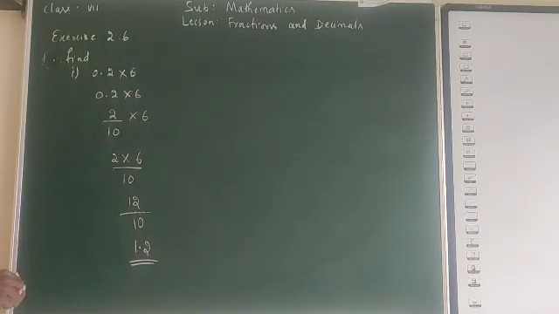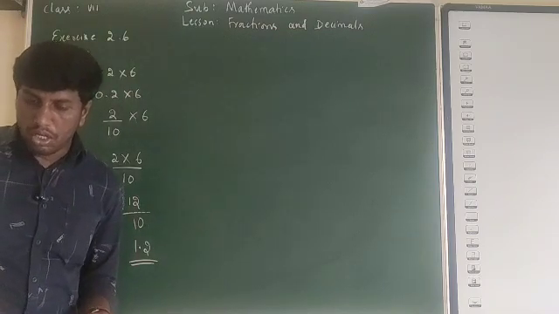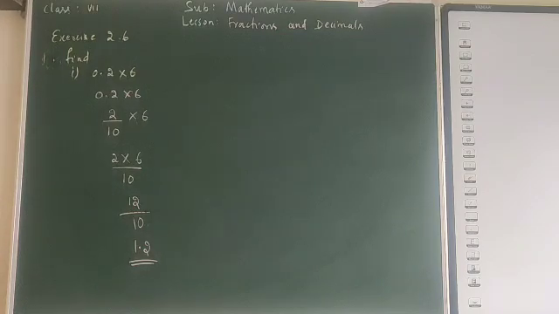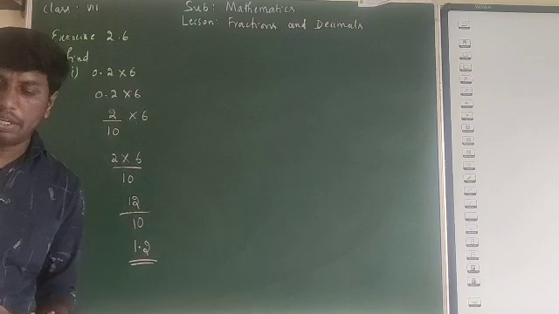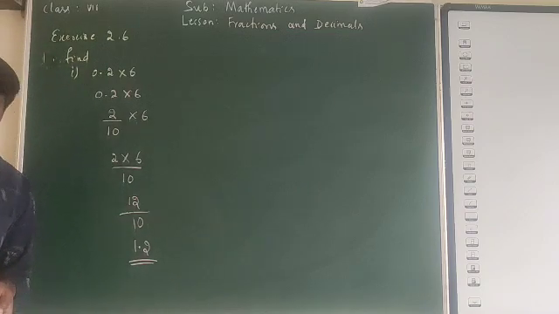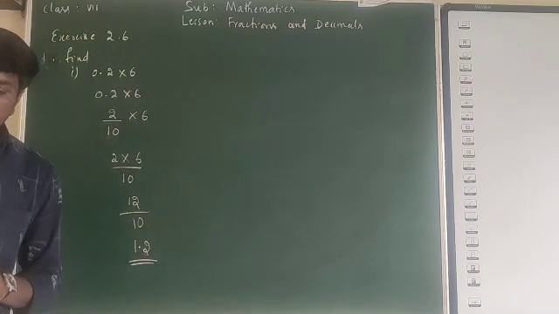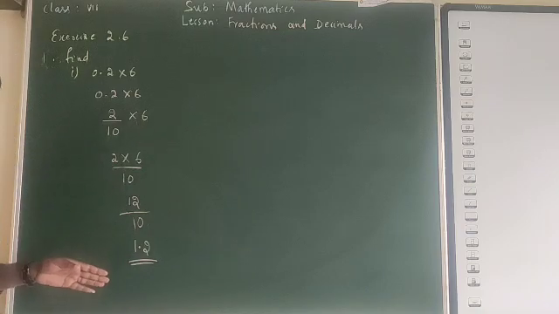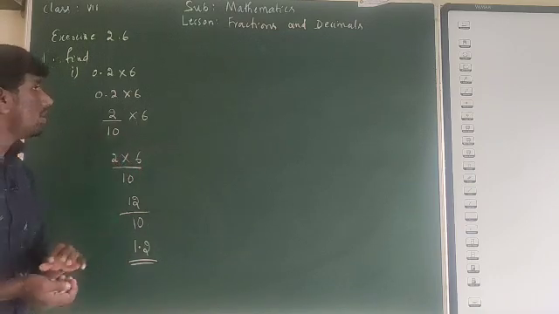So this is the first one. We have 7 to 8 questions. Then we are having multiplied by 10 also, 100 also, then 1000 also. We'll do the other exercises in the next video.